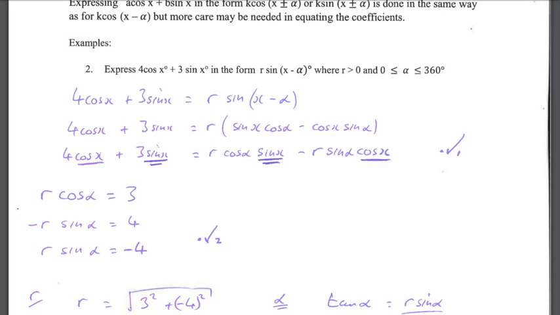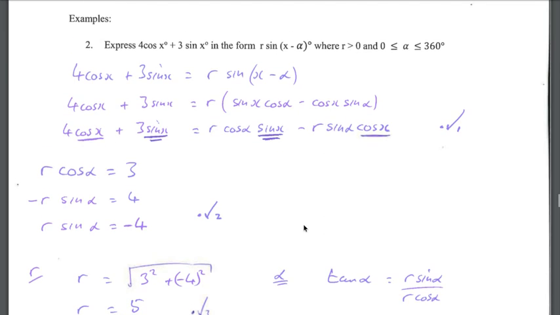And for the cos x terms, minus r sine alpha equals 4. So make sure that we do notice the sign here, because we have to have the same coefficient of cos x, the same amount of cos x's on each side of the equal sign. So that will give r sine alpha equals negative 4 when we multiply both sides of this equation by negative 1. We don't want negative r sine alpha, we want r sine alpha, which would be negative 4.